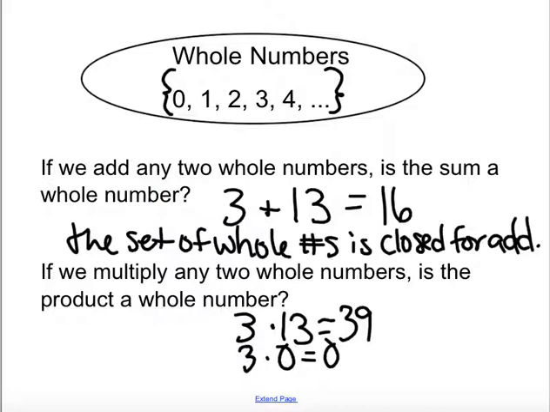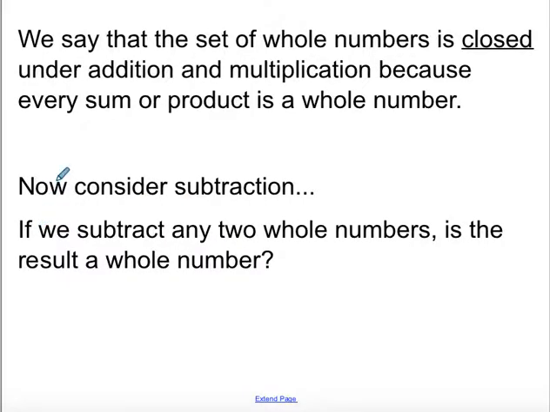Let's look at another set. So what if we look at the whole numbers for subtraction? Are they closed under subtraction? Well, let's think of two numbers. How about we pick the numbers 3 and 13 again, but we subtract them? Well, in this case, I get negative 10 as my answer, and you have to think, is negative 10 a whole number? And the answer is no. This is an example where the whole numbers are open under subtraction. Open under subtraction. Because when I subtract two whole numbers, I get something outside of the whole numbers.